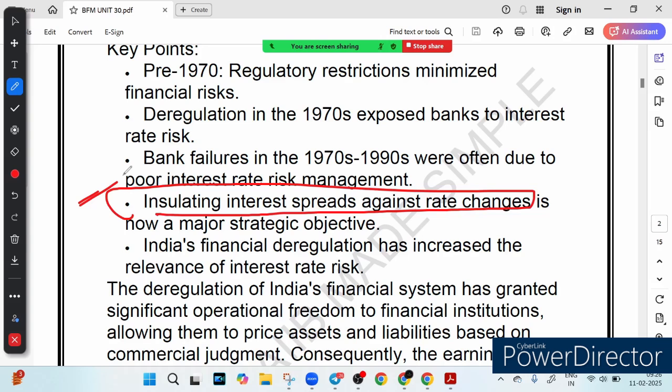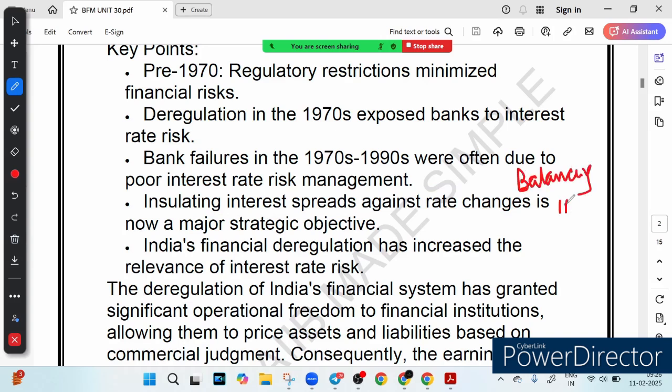They do this by balancing the interest rate on what they borrow and what they lend. This is something called balancing the interest rate: balancing the interest rate on what they borrow, that is liability, and what they lend, that is asset. This way they are not caught off guard by market fluctuation, right? They are balancing the interest rate on their liability and their asset. I hope it is clear.